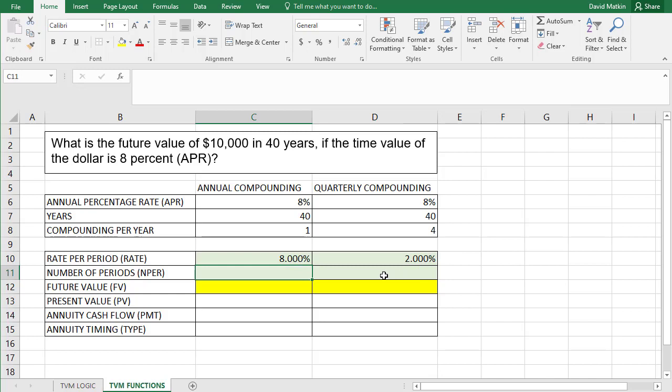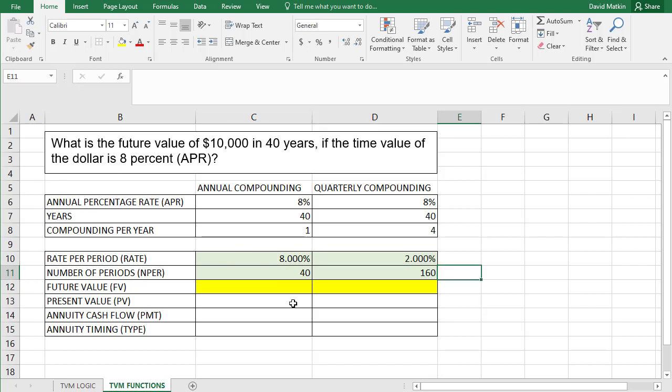Now, over how many periods will this compounding occur? Well, in this case of annual compounding, I'll take the 40 years and multiply it by how many times we're going to compound per year, which is 1. So we have 40 periods. But with quarterly compounding, we have 40 years still, but now we have 4 periods per year. So this is a different scenario because annual compounding gives us 8% growth 40 times, but quarterly compounding gives us 2% growth 160 times. And this difference is important.